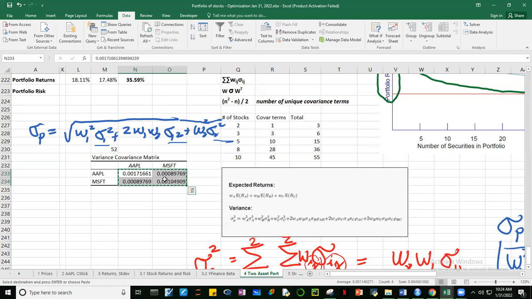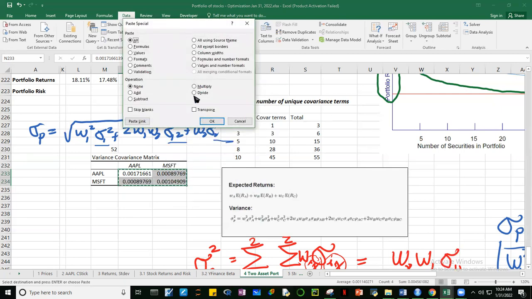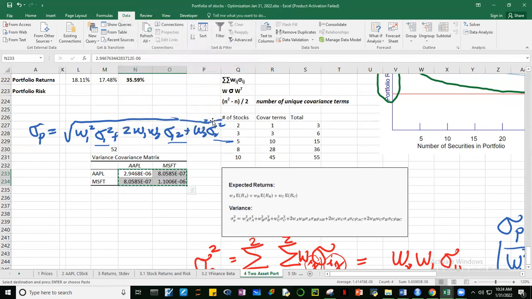Control C, copy. Paste special. Multiply. And then mali ako, sorry. So dapat pala to, no? Control C natin. We're going to multiply it with 52.